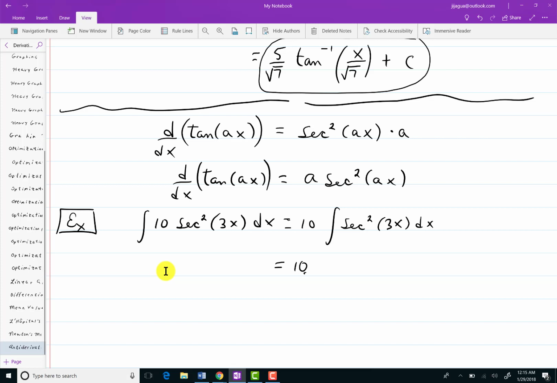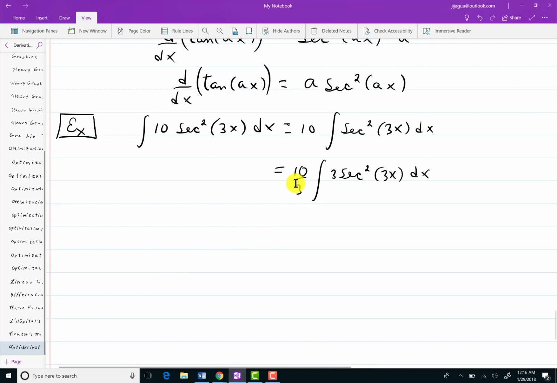So the 10 I pulled out front, no big deal. I can simply put a 3, that's the a that I want, in front of the secant squared inside the integral, so long as I divide by it also. Now the 10/3 simply becomes a coefficient. And so I can apply the exact formula now. 10/3 times tangent of 3x plus c.